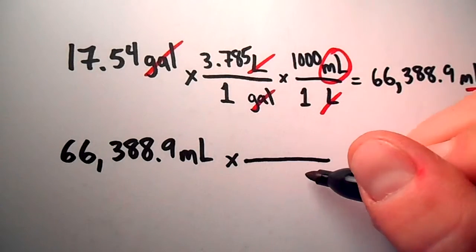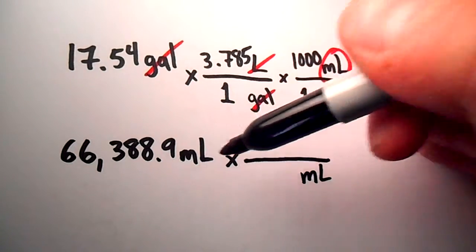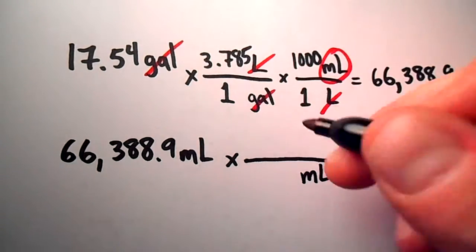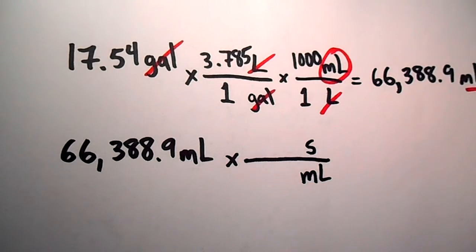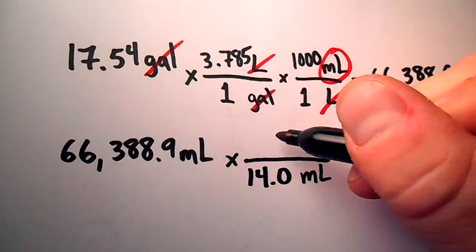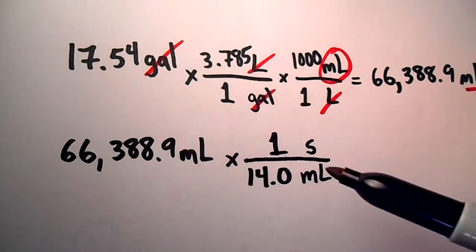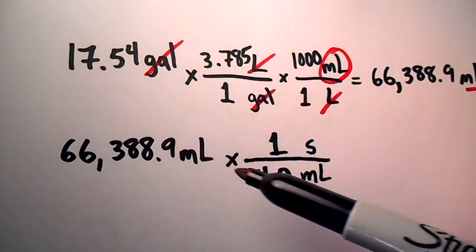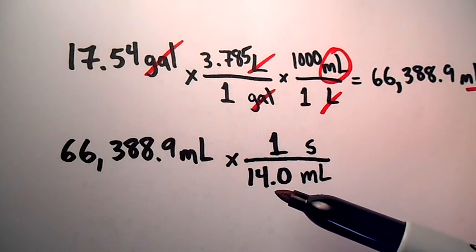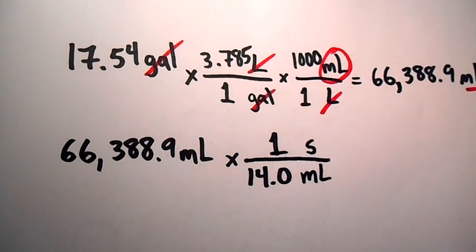So I want milliliters to cancel, so I'm going to put milliliters here on the bottom since it's in the numerator position for this value. And seconds then is going to go on the top. Then I take the numbers and I put them with it. 14.0 milliliters takes 1 second to dissolve. This is dimensional analysis helping us. It let us know by setting up the units first whether that 14 had to be something we multiplied by or divided by. In this case, we have to divide by it.